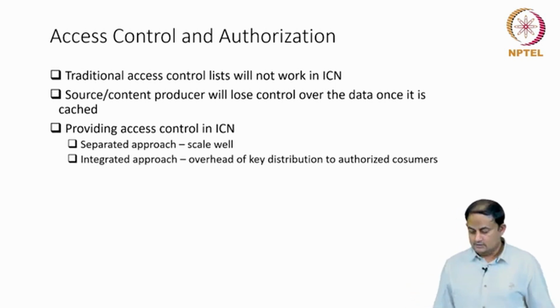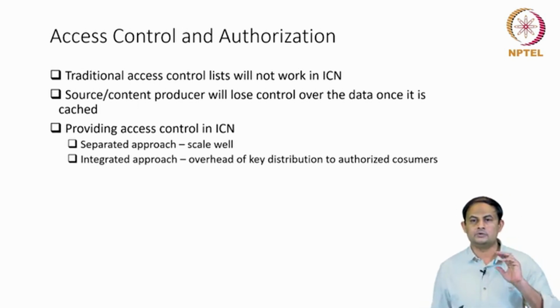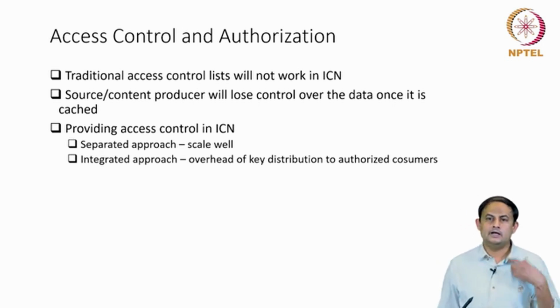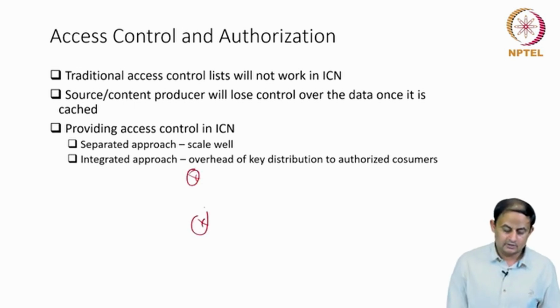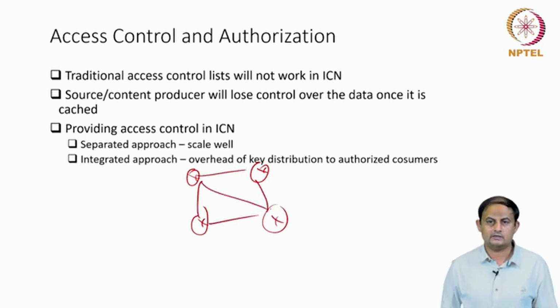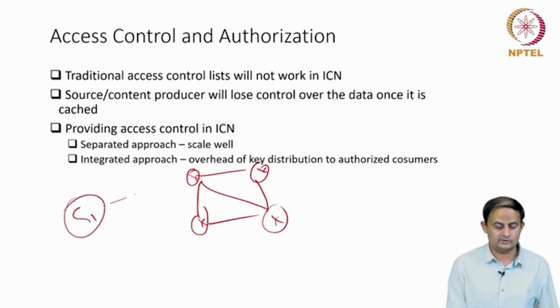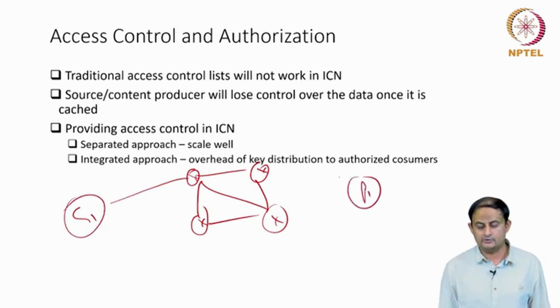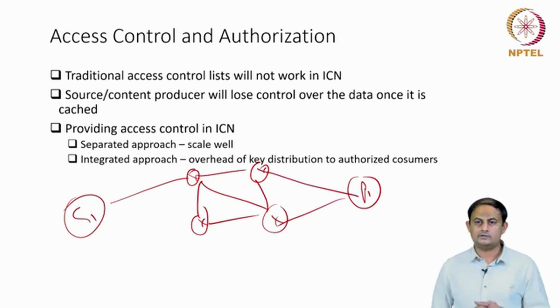One is you bring a separate entity into the network whose principal job is to authenticate a particular user and authorize whether he should be allowed to access the content or not. So what I am talking about is, there are some routers which are internally connected in some fashion, and there are some consumers who are interested in some content. There are some producers which are generating the content and supplying it to different users through these intermediate routers.